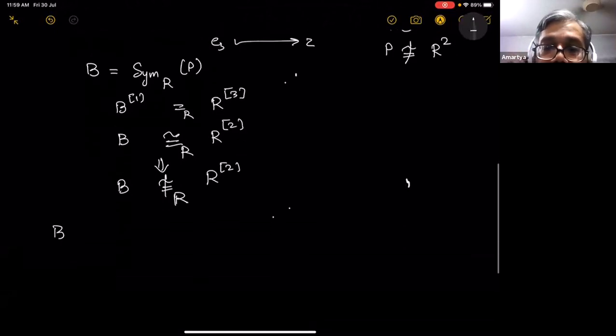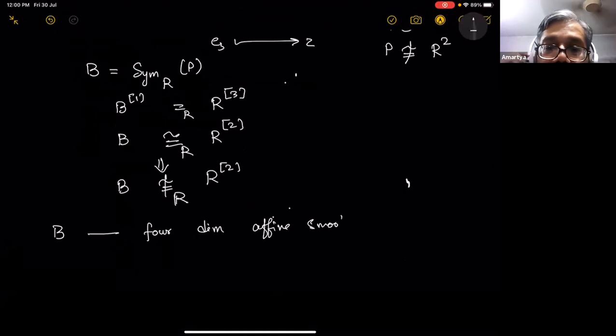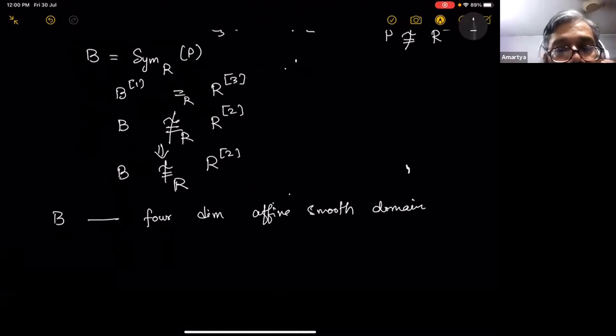So here, what are the things we have? It's a 4-dimensional affine domain. In fact, it's a smooth domain. In your second line, you mean non-isomorphic, right? Yeah, this is not isomorphic, sorry. So it's a 4-dimensional affine smooth domain over real numbers.